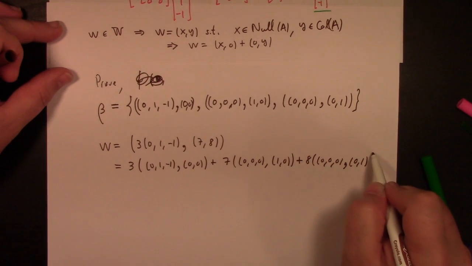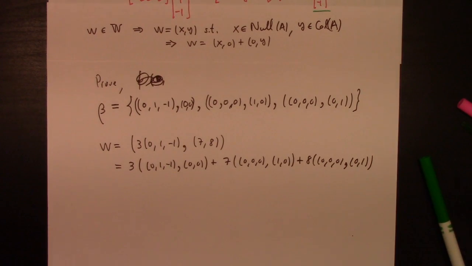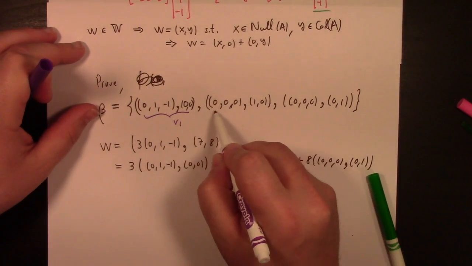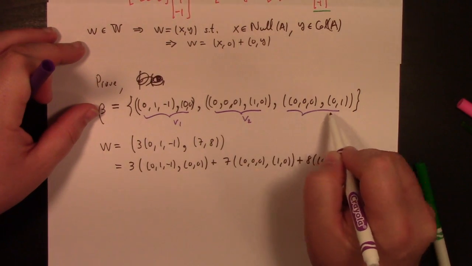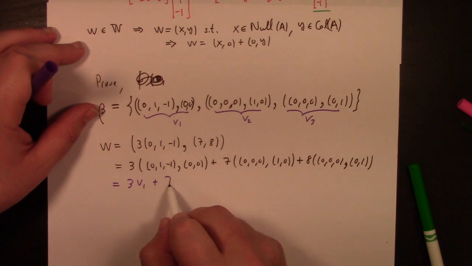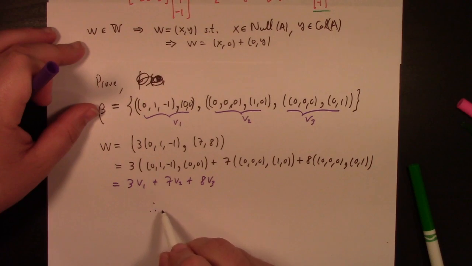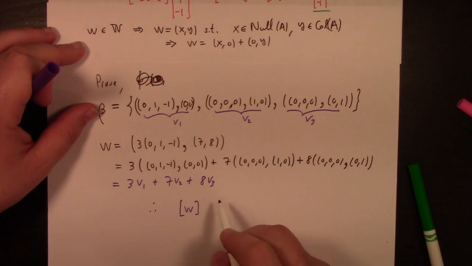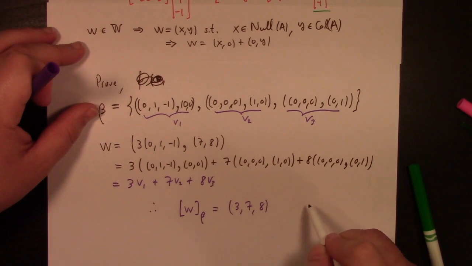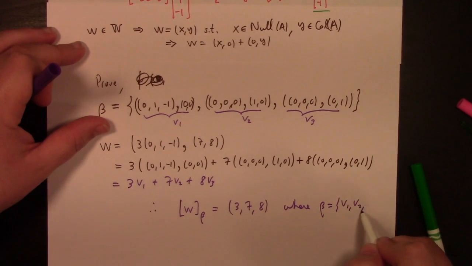All right, at this point I should really come up with some names for these guys. Let's call this thing V1. Let's call this thing V2. Let's call this thing V3, right? In other words, I've got 3V1 plus 7V2 plus 8V3 is W. Therefore, the coordinate vector of W with respect to the beta basis is 3, 7, 8, where beta is V1, V2, V3.